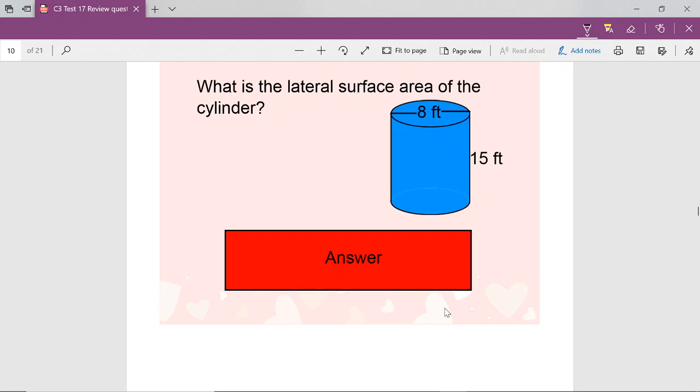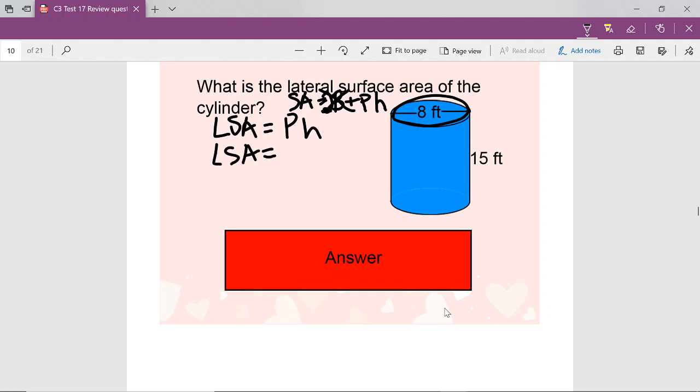All right, so same cylinder, but we are looking for lateral surface area. Now, if I just wanted surface area, I would say 2 times the area of the base plus the perimeter times the height. But I just want lateral surface area, which means I don't want the area of the base. I just want perimeter times height. Now the base of this is a circle, just like our volume one. So I would say the perimeter of a circle is the circumference, so pi times diameter, then we'll multiply by height. So once again, I'm going to use 3.14, diameter of 8, height of 15.